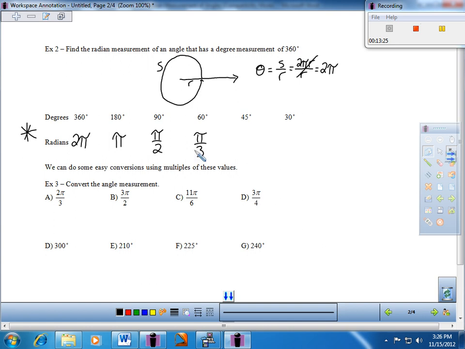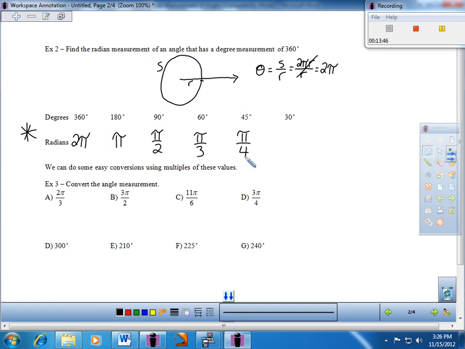Let's continue. Again, these 45s come up a lot. So here's 45 degrees. I see 45 degrees as half of the 90. And so half of pi over 2 is going to be pi over 4. And so 45 degrees is exactly pi over 4 radians.